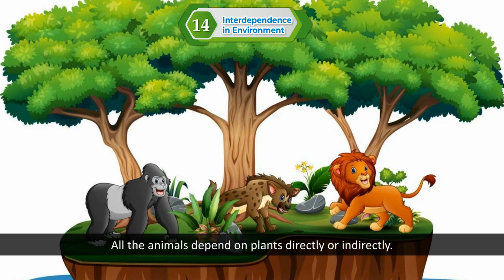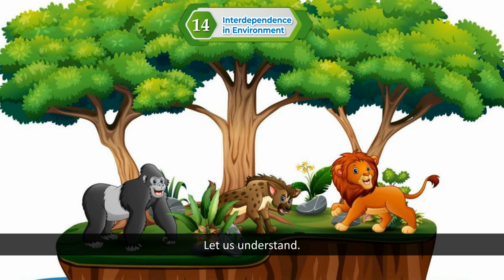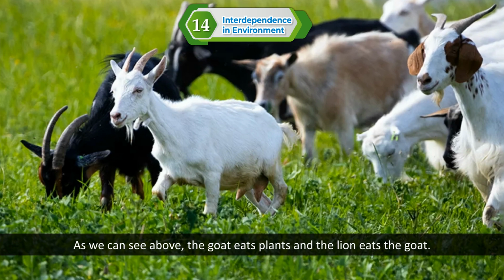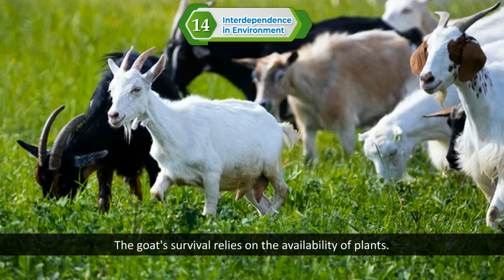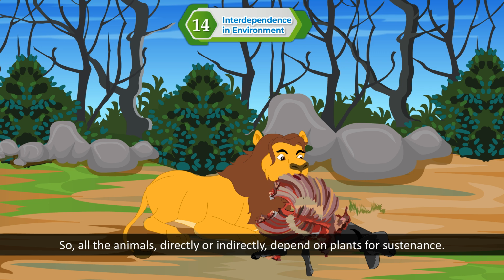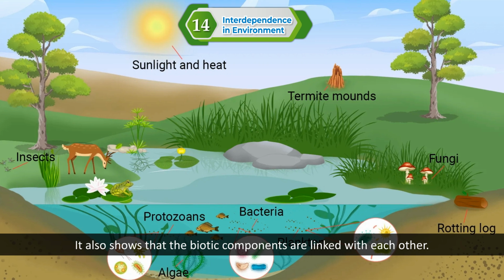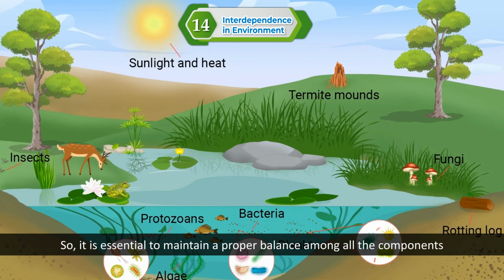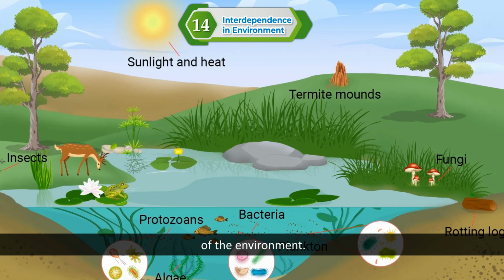All the animals depend on plants directly or indirectly. Let us understand. As we can see above, the goat eats plants and the lion eats the goat. The goat's survival relies on the availability of plants. If there are no plants, the goat will not survive. And if the goat will not survive, what will the lion eat? It will not get any flesh to eat and will die soon. So, all the animals directly or indirectly depend on plants for sustenance. It also shows that the biotic components are linked with each other. So, it is essential to maintain a proper balance among the components of the environment.